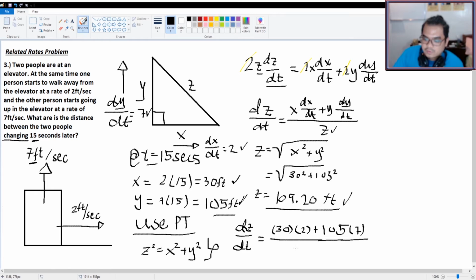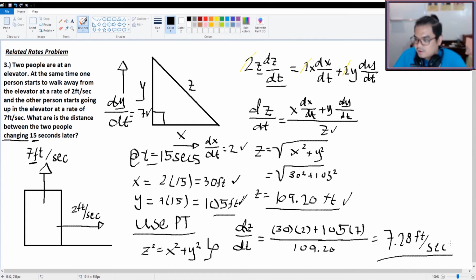All over the value of z, which is 109.2, and then you'll just get your final answer. Therefore your final answer will be 60 plus 735 divided by 109.2, that is 7.28. You just have 7.28 feet per second. Is that per second? Yeah, that's per second. And that is your final answer.